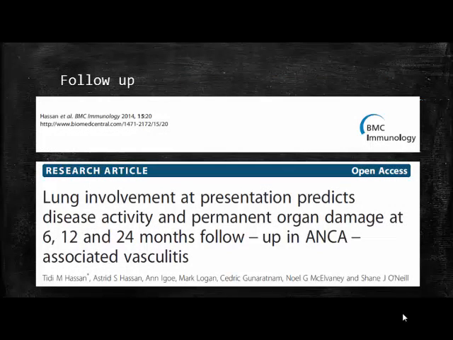So what if there was lung involvement? Patients who have vasculitis, what if they had lung involvement? What does that mean? And this is what this study talks about. This study was published in Immunology in 2014. It's titled Lung Involvement at Presentation Predicts Disease Activity and Permanent Organ Damage at 6, 12, and 24 Months Follow-up in ANCA-Associated Vasculitis.